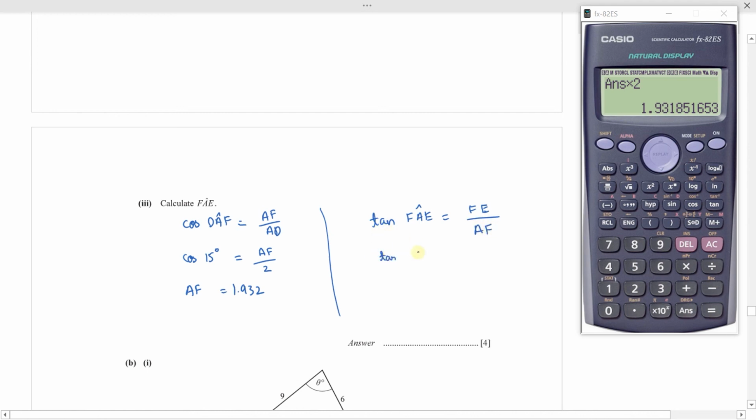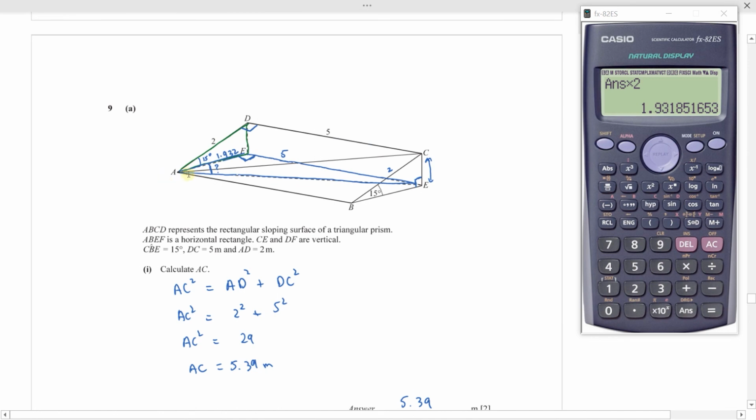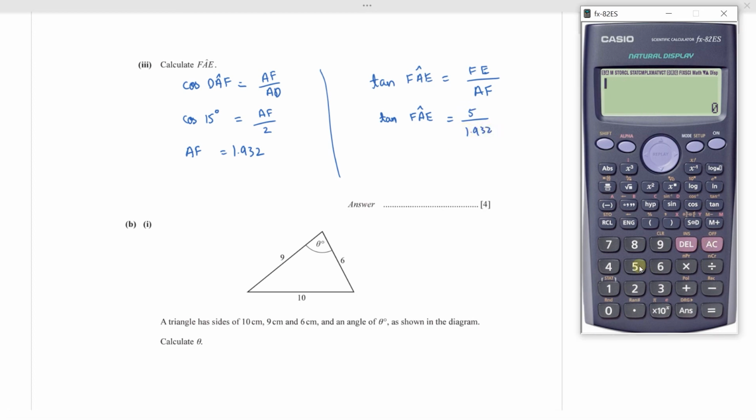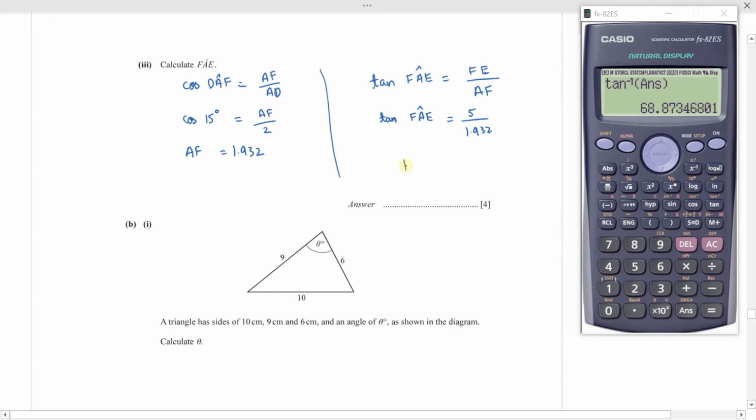So tan of FAE will equal, FE is 5 and AF is 1.932. So this will be 5 over 1.932. So 5 divided by 1.932 and then tan inverse of this. So tan inverse of this will give me the required angle. So angle FAE will be 68.9 up till 1 decimal place.